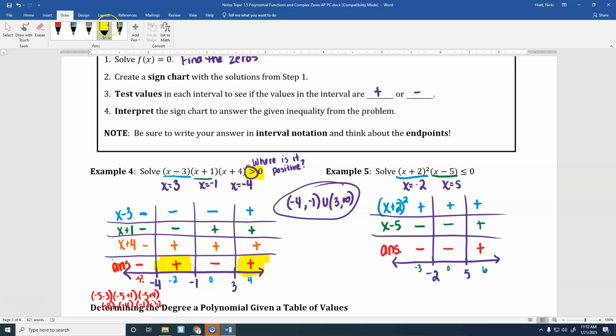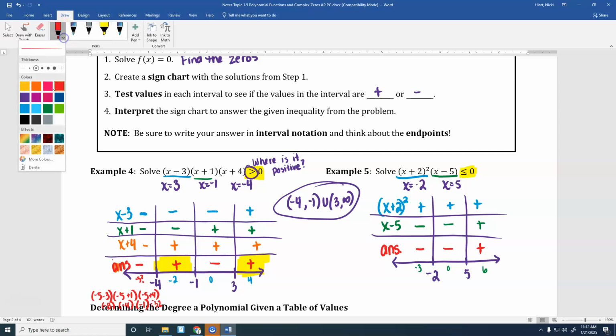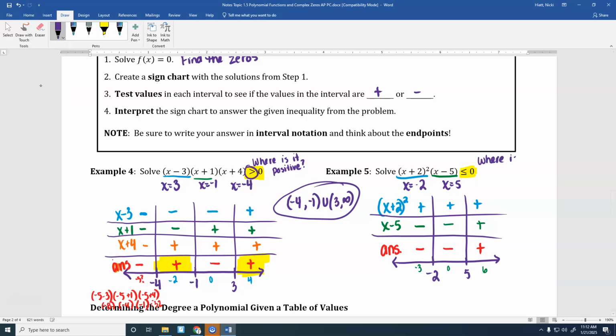Now, for this problem, we need to know, is it positives or negatives that we're looking at? To do that, you're going to go back up to the original. And this question is asking us, where is it negative or 0? Because we do have an or equal to sign, right? So if we're looking for the negative parts, that would be here and here.